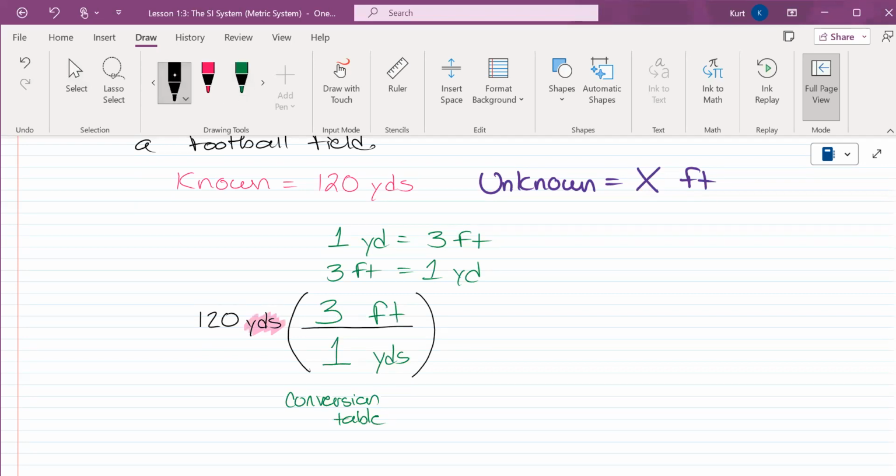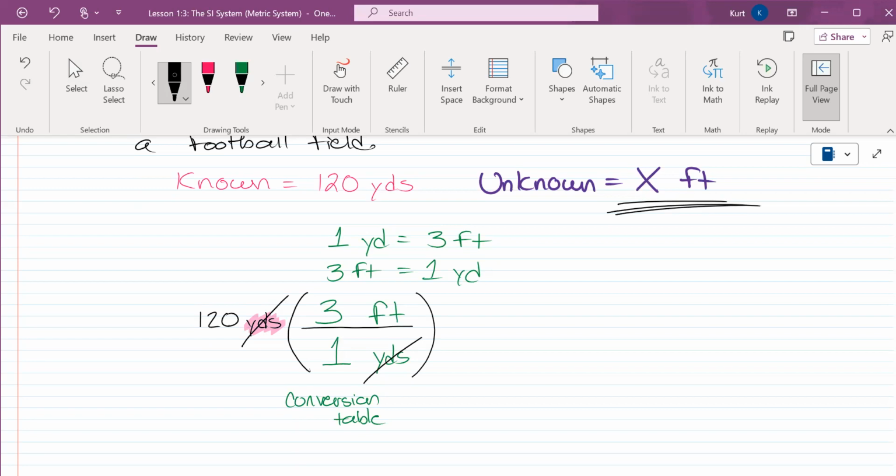Now comes the math. If you stopped right now, yards cancels out. So what would your answer be measured in? What's left? Feet. If you stopped right now, your answer would be measured in feet. Ask yourself, do we want our answer measured in feet? Yes. Then we are done setting it up. So now you may do your math. So I know you all know how to multiply and divide, but you got to know what to multiply, what to divide.